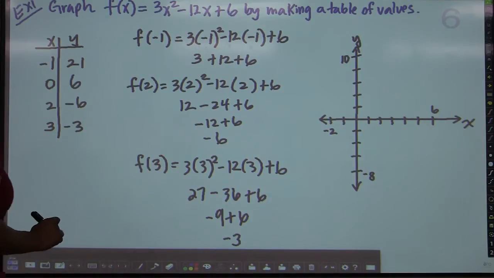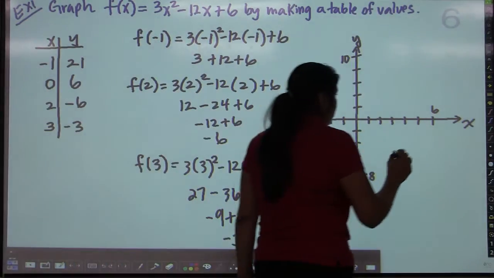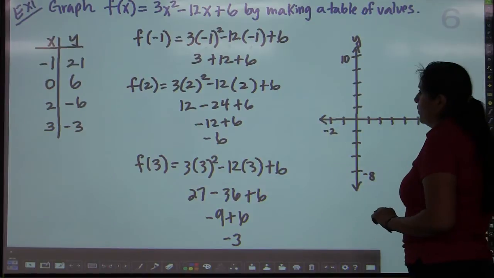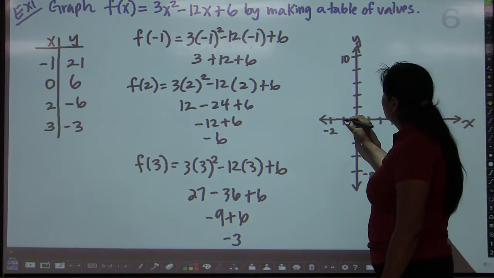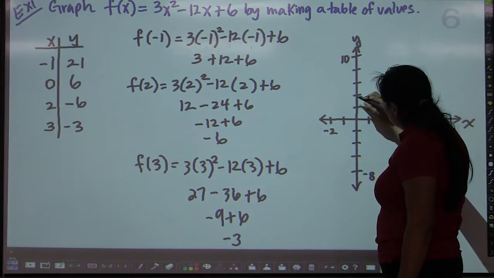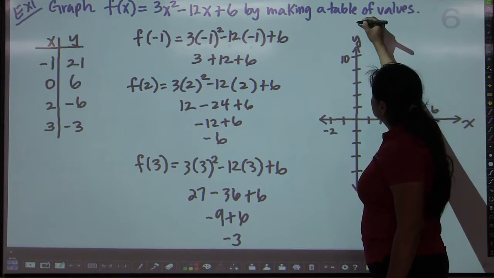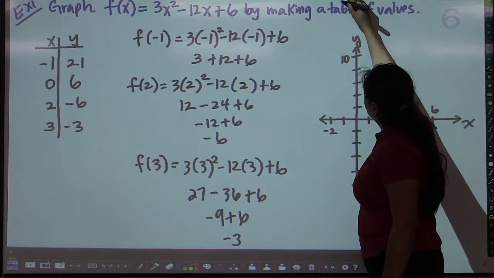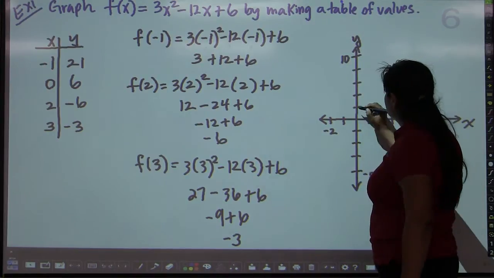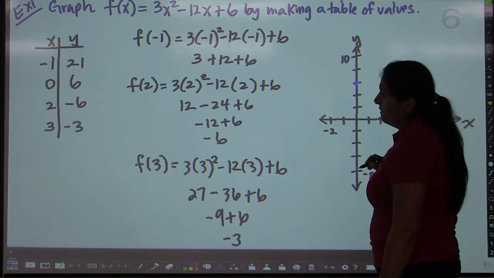So that's pretty much that part. And so then we're going to come over here to your graph, and we're just going to plot those points. -1 and then 21 is going to be way off my graph because you can see I'm going 2, 4, 6, 8, 10, 12, 14, 16, 20 is going way over here, maybe like up here somewhere. And then we have 0, 6, 2, 4, 6. And then we have 2, -6.